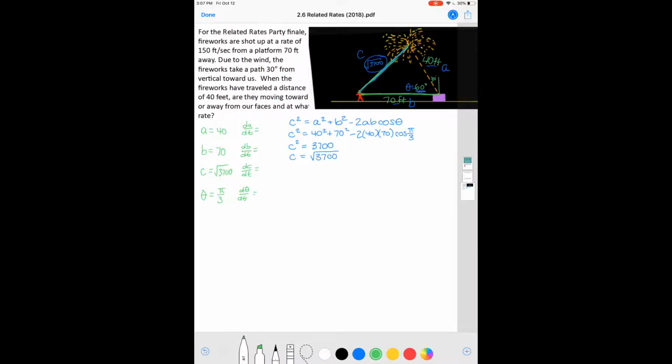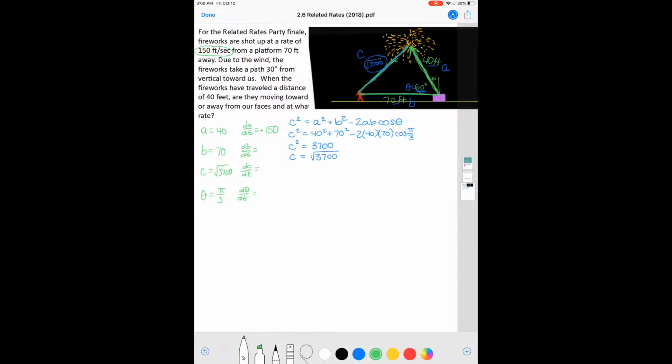So the only rate that we had was 150 feet per second, and that was the rate at which side A was changing, right? So dA dt is 150. You gotta think, is that positive 150 or negative 150? And the trick to that is, is this side of the triangle getting longer or shorter? In this case, it's getting longer because that's still propelling upwards, so positive 150.